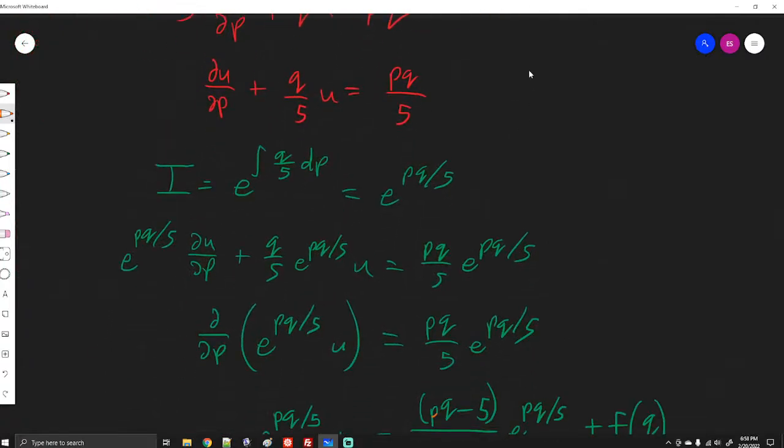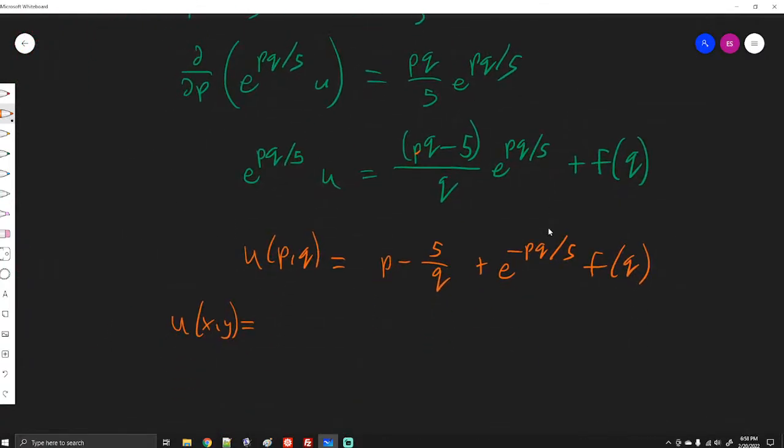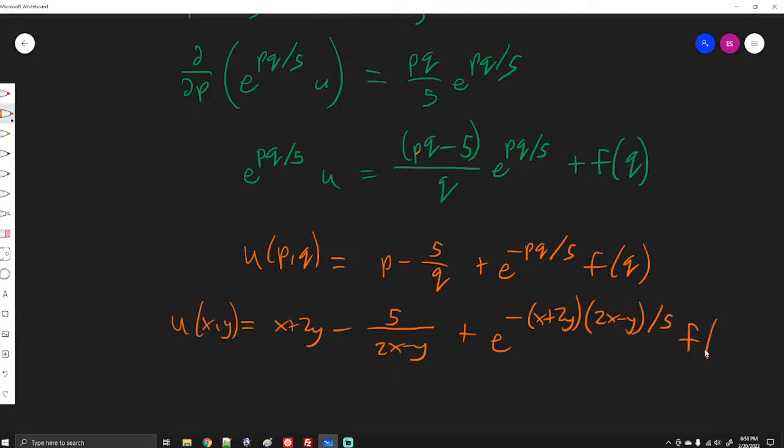Alright, so I have x plus 2y for p, and then minus 5 over q, which is 2x minus y, plus e to the negative (x plus 2y) times q, which is (2x minus y), all over 5, and now f of q is going to be f of 2x minus y. So this is our general solution to the PDE that we started with.